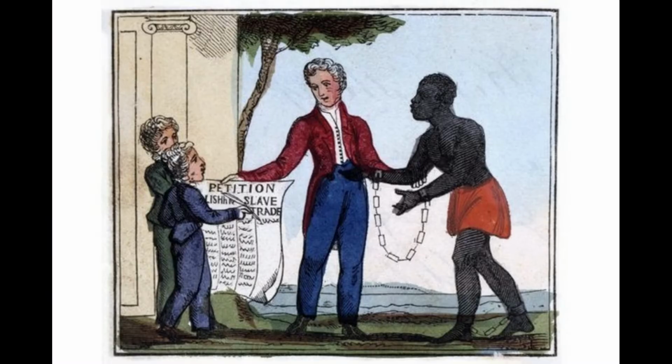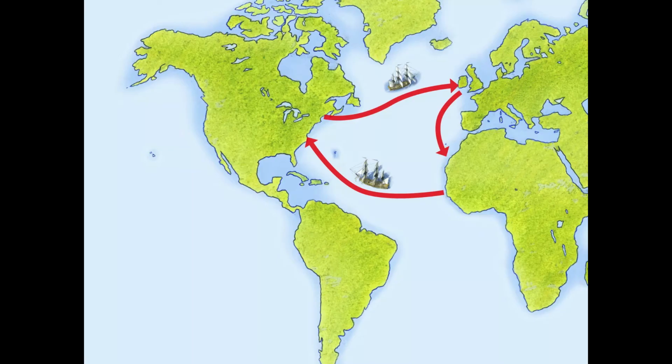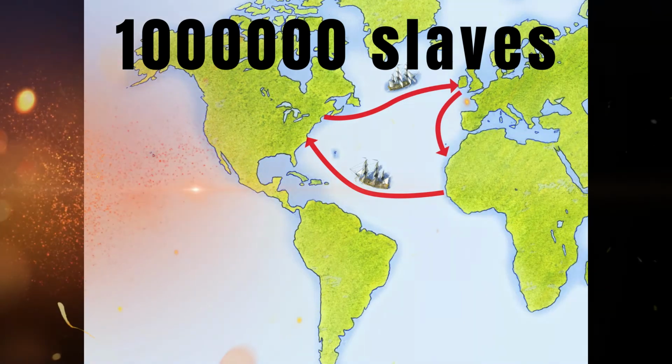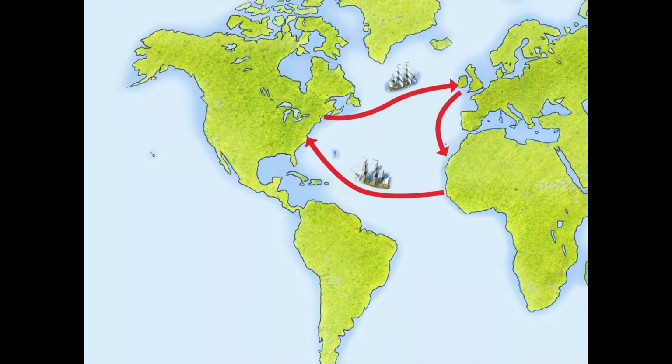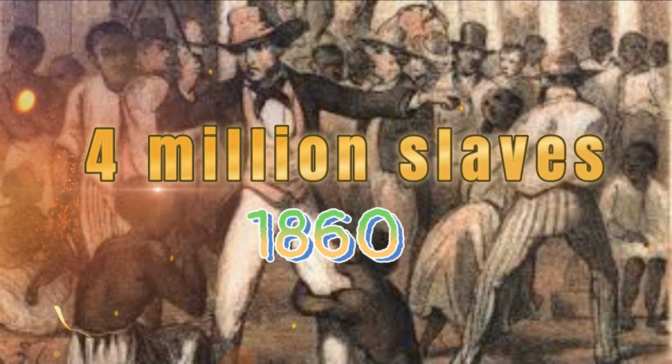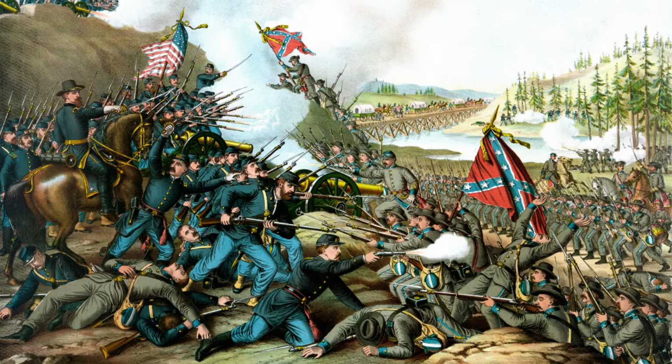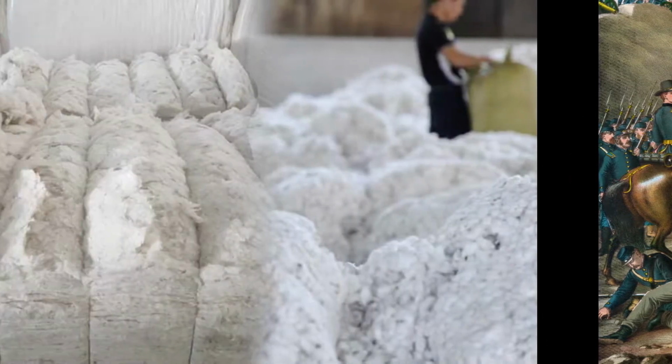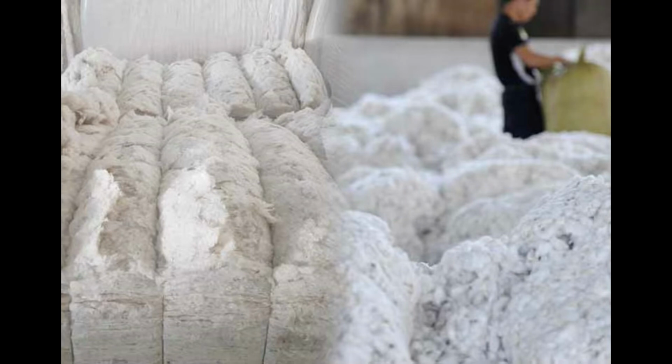2 years after the slave trade was banned in America, the number had shot up to more than 1 million. During the next 50 years, that number exploded to nearly 4 million slaves in 1860, on the eve of the Civil War. It would have been impossible to establish the cotton industry in the South without this device.